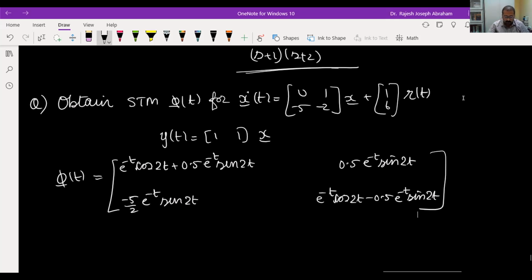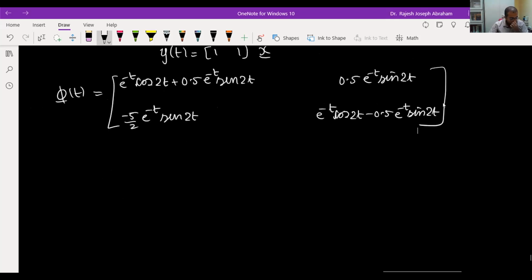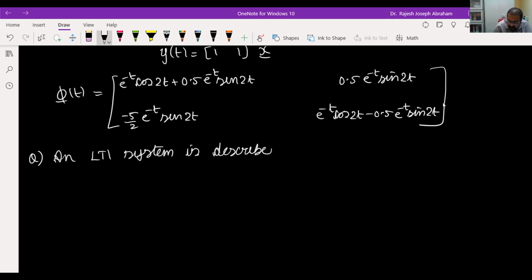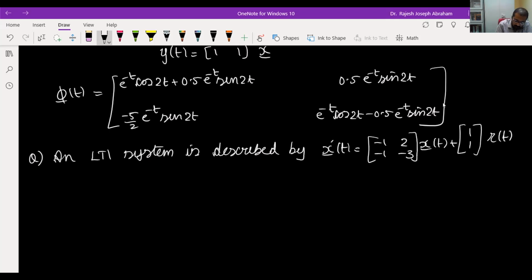Okay, now let us try another example. An LTI system is described by x dot equals [-1 2; -1 -3] x of t plus [1 1] r of t. Output y of t equals [1 1] x.